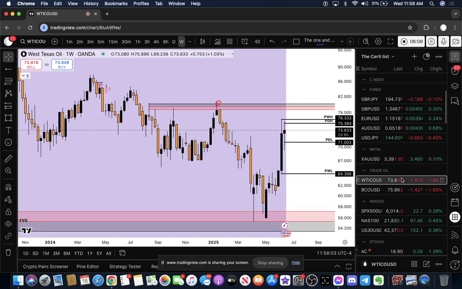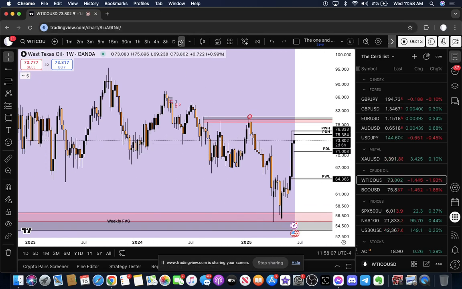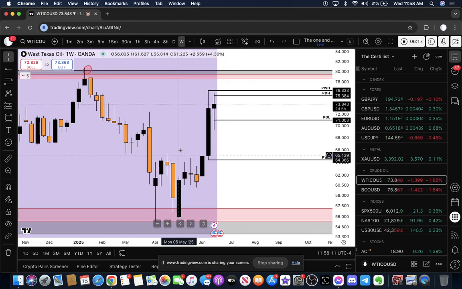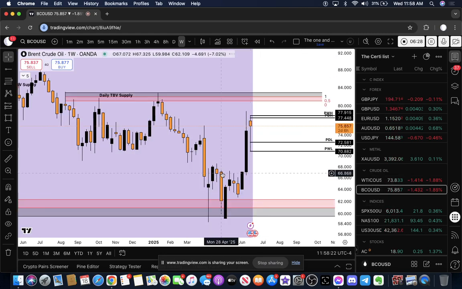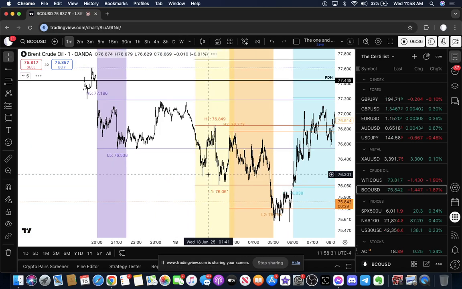WTICO USD, and BCO USD coming off that weekly fair value gap I had labeled. I'm touching that 50% before overall coming back, rejecting that area, and then now going to the upside. Now, with what price is doing, it does look like we could be going to the upside. Same with BCO USD, very similar, if not the exact same price action. Got a little wick closure and counter body closure, but overall, price should come, touch that area, and then go to the downside.